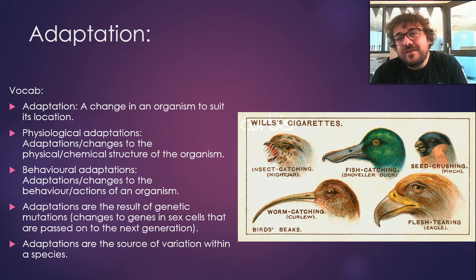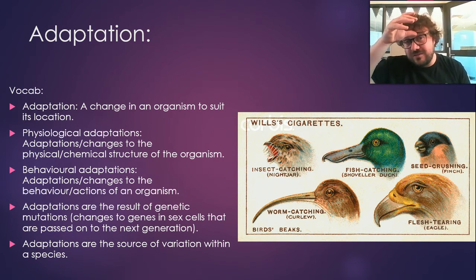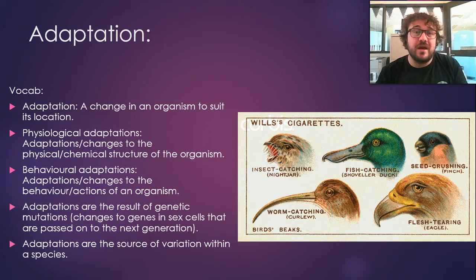Adaptations are the source of variation within a species. So this becomes really important later on. So generally, we don't all look alike. We are quite different, sort of, not really, but there are small differences within a species, and these are the results of adaptations, and they affect your likelihood to survive.